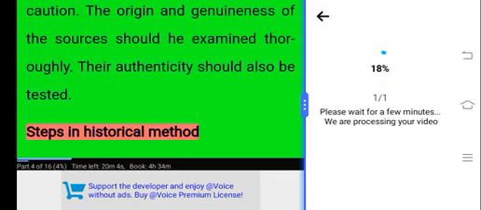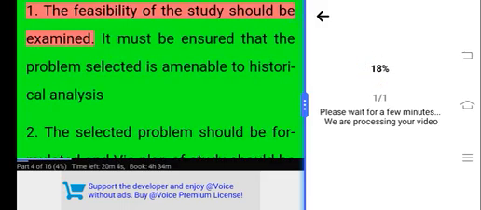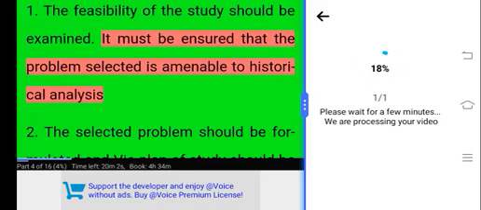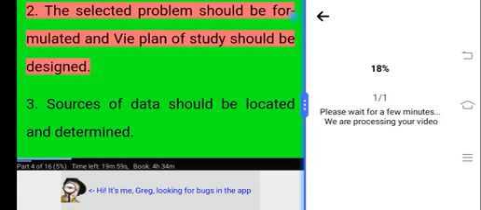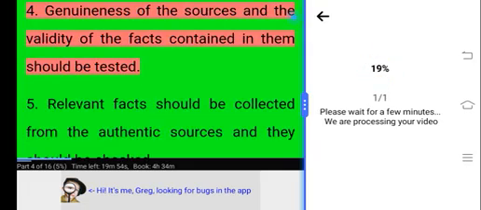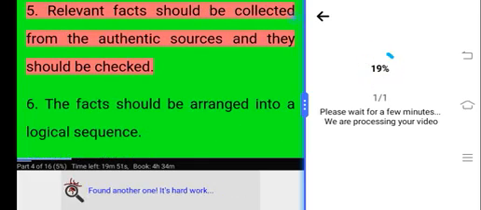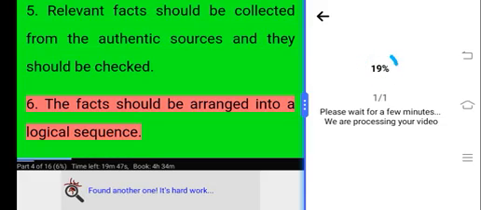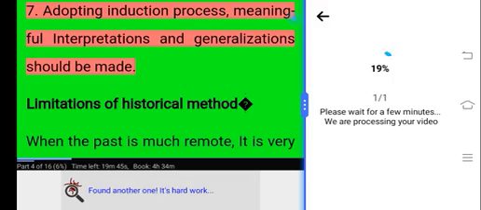Steps in historical method. 1. The feasibility of the study should be examined. It must be ensured that the problem selected is amenable to historical analysis. 2. The selected problem should be formulated and a plan of study should be designed. 3. Sources of data should be located and determined. 4. Genuineness of the sources and the validity of the facts contained in them should be tested. 5. Relevant facts should be collected from the authentic sources and they should be checked. 6. The facts should be arranged into a logical sequence. 7. Adopt induction process. Meaningful interpretations and generalizations should be made.